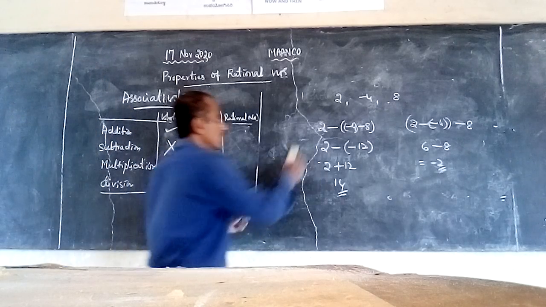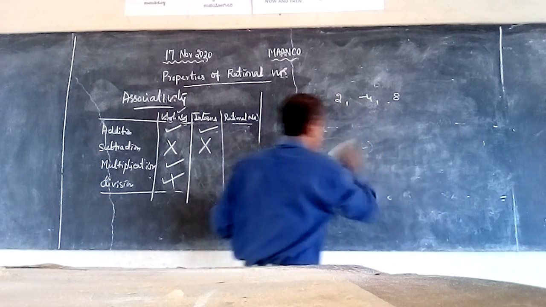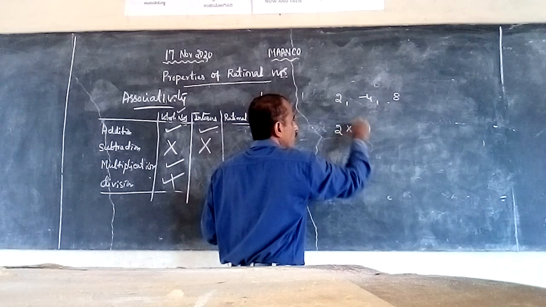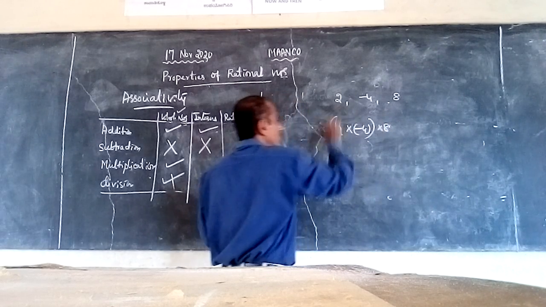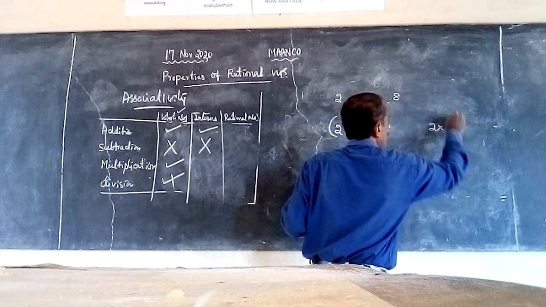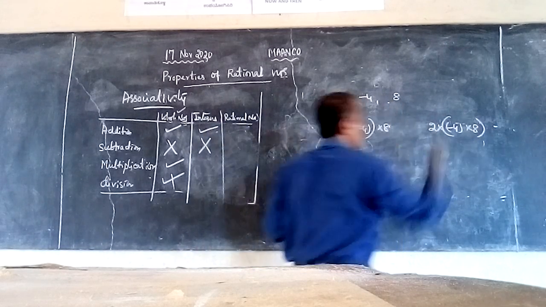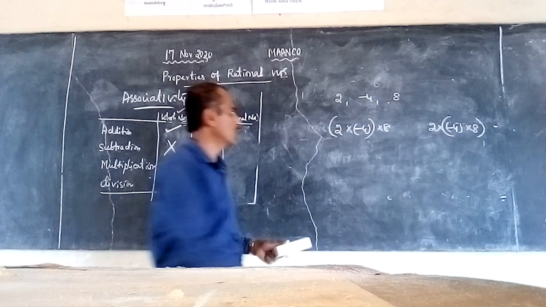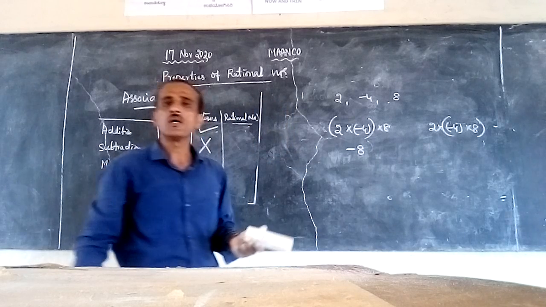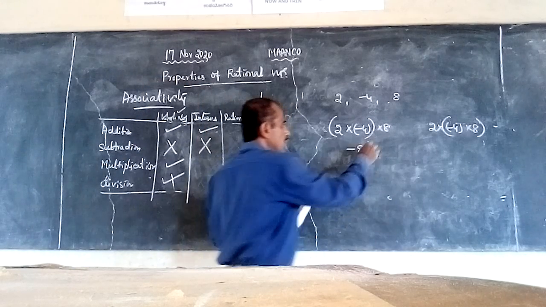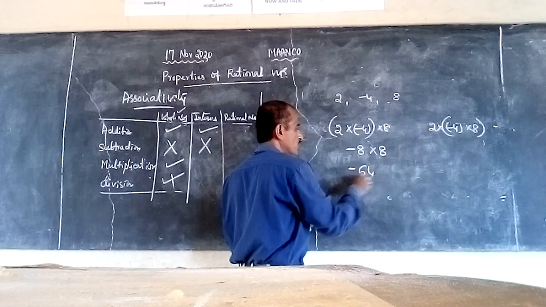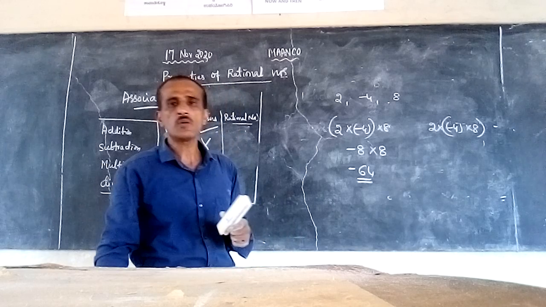Now multiplication. If you multiply these a, b, c, what happens? Let us see. If you multiply these three numbers, 2 into minus 4 into 8, I will group like this. Whether it is equal to 2 into minus 4 into 8. See, here last two numbers are grouped. Here first two numbers are grouped. 2 into minus 4 is equal to minus 8. Correct? Yes. Minus 8 into 8, minus into plus is minus 64. Minus 8 into plus 8 is equal to minus 64.